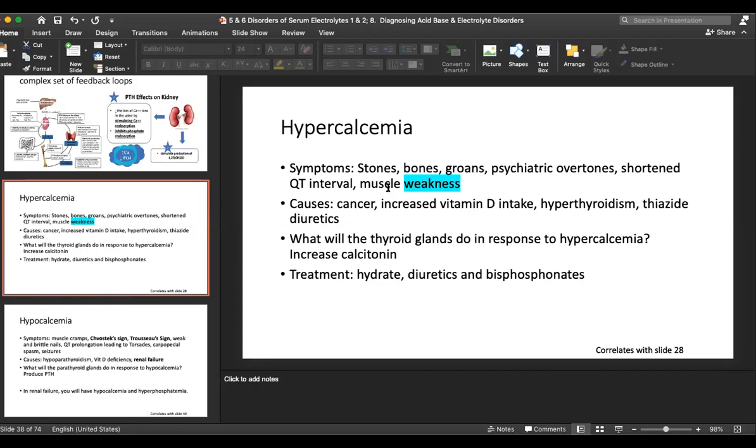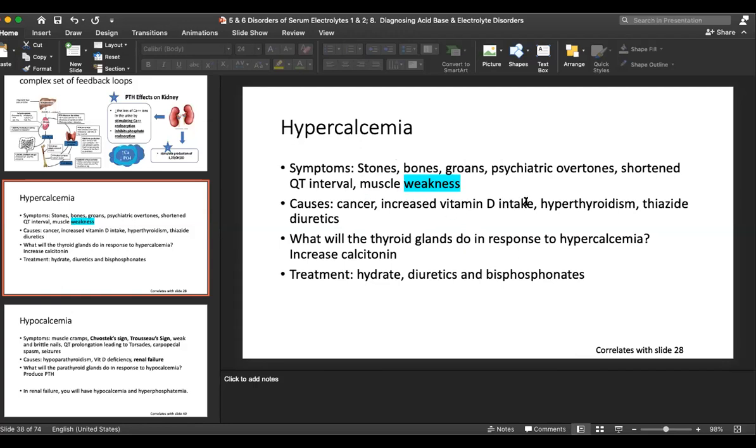That one kind of makes more sense. They're going to hurt. Causes can be cancer. You'll talk about that more when you're in the endocrine class. Increased too much vitamin D.